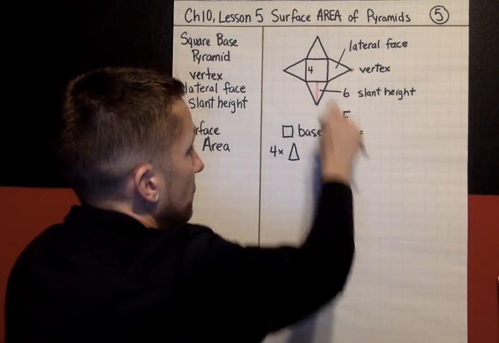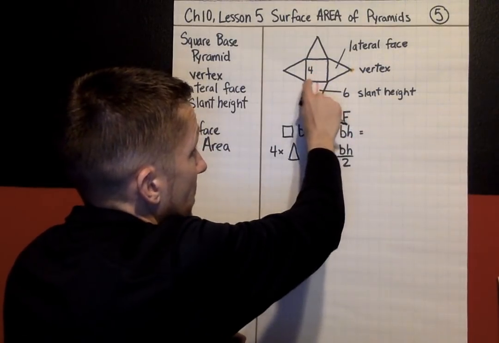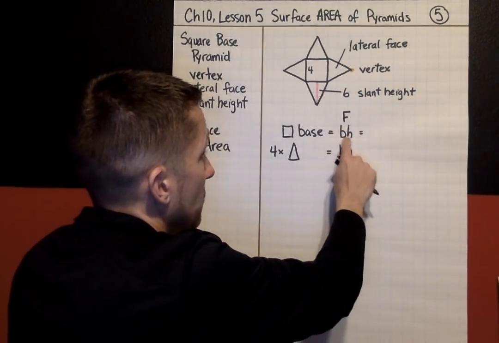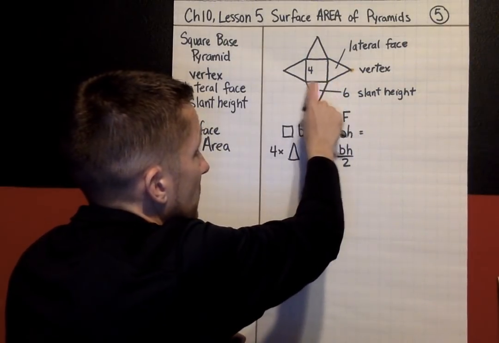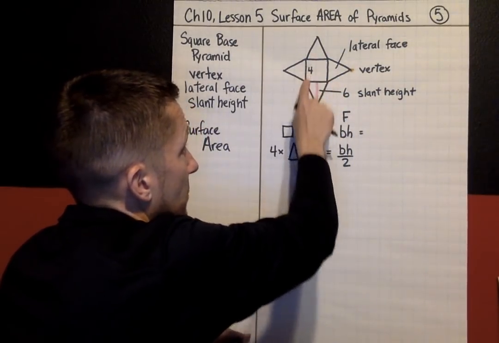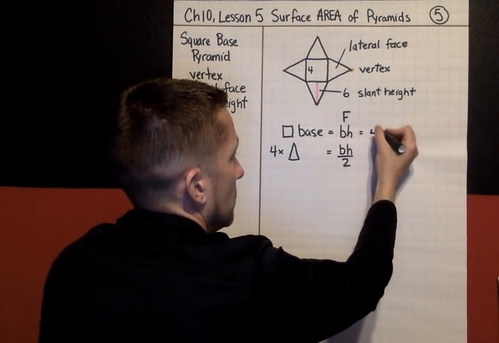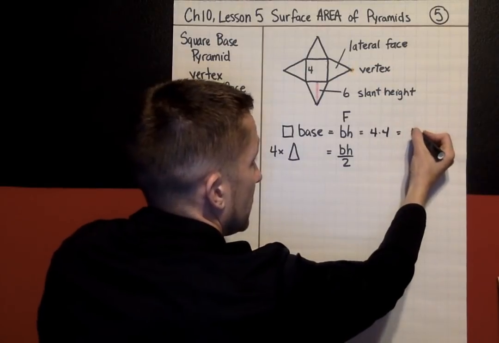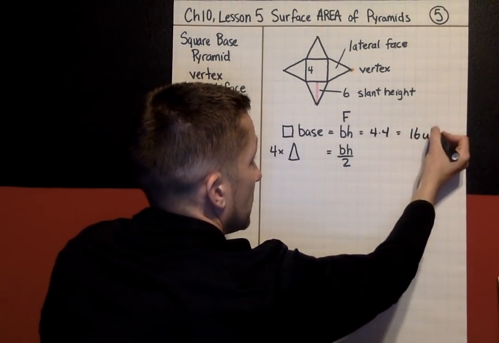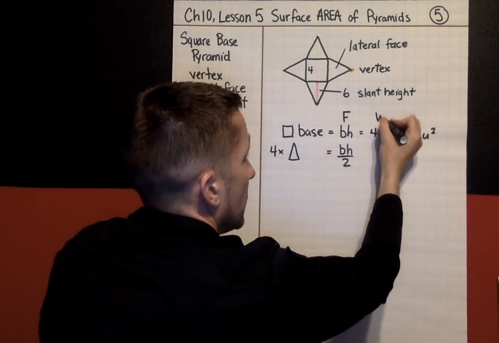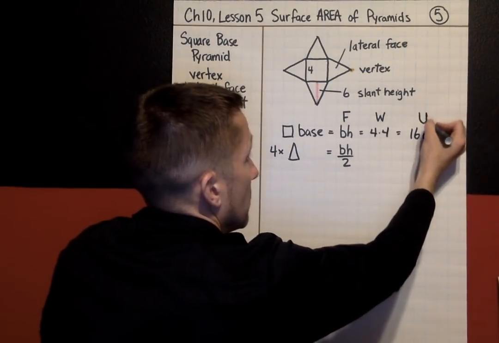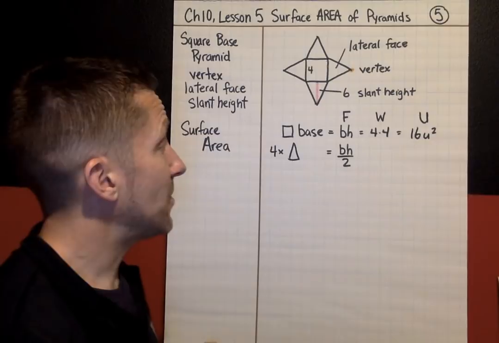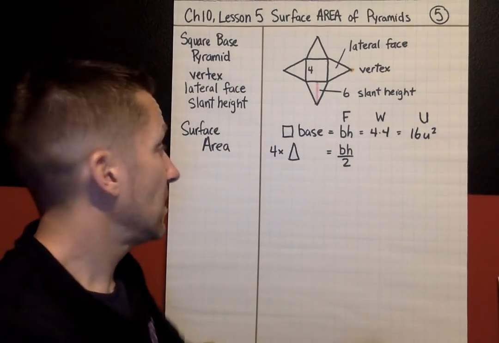Look at the base of the pyramid. To get the area of the bottom of the pyramid, I'm going to do base times height of this figure. So this is a 4 times a 4. The area of the base is 16 units squared. So formula, work, and units. Okay, remember we're emphasizing that throughout chapter 9 and 10: formula, work, units.